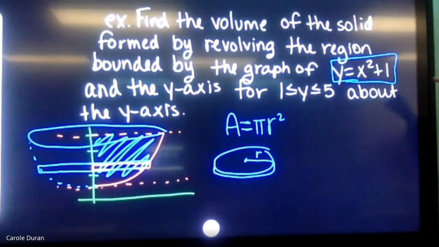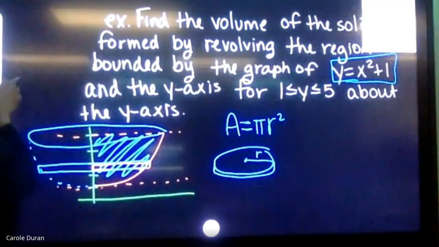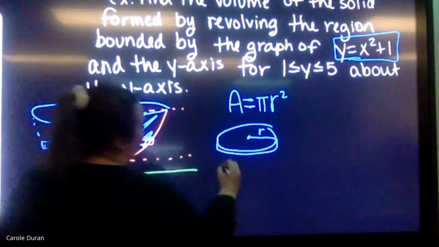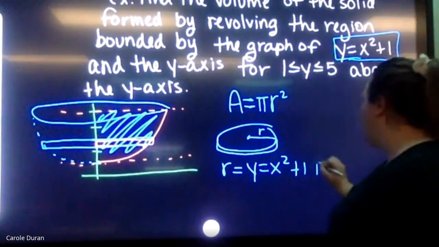To get the radius of something rotated around the y, it has to be in terms of y. And right now it's in terms of x because x is on the inside. So I need to get y on the inside of that equation. So my radius is going to be equal to the y equals x squared plus 1 in terms of y.